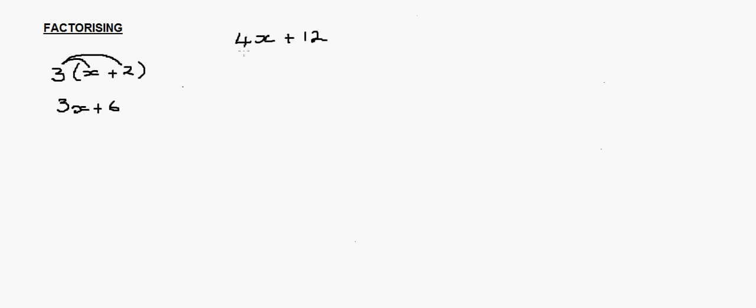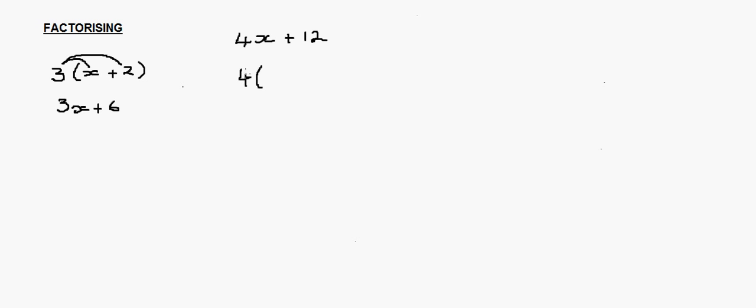So we look at these two terms independently and we try to see if there's something common between the two. Now we've got an x here, but we haven't got an x here. Now the numbers, we've got 4 and we've got 12. I know that 4 goes into 4 and I know that 4 goes into 12. So 4 is a common factor, so I can pull that outside of the bracket, because we're working back to this.